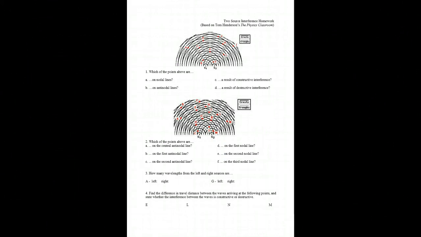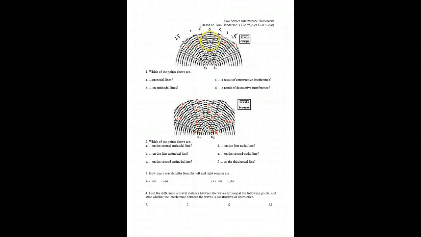And we're looking at our two-source interference homework here. So we have the two-source interference pattern and a bunch of different points we're looking at. We want to know which of the points above are on nodal lines. We can draw our lines in here first, if you like. And the nodal lines are the ones with 0.5 numbers here.